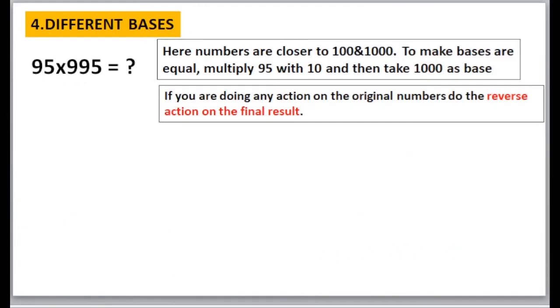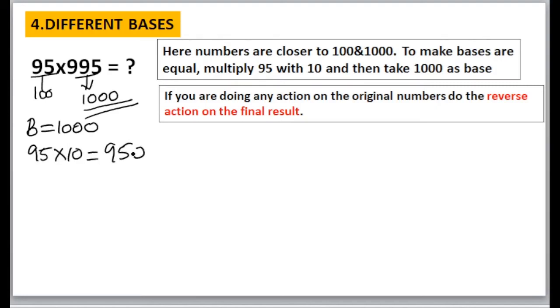So our next method is different bases. Fourth method is different bases. Here you can see 95 is closer to 100 and 995 is closer to 1000. But we will take the highest number as base. That is, base is 1000. But you can see 95 is far away from 1000. So we will multiply 95 with 10 in order to make it 950. Now 950 is closer to 1000. So here instead of 95 into 995, we are taking 950 into 995. So you have to divide the final result with 10.